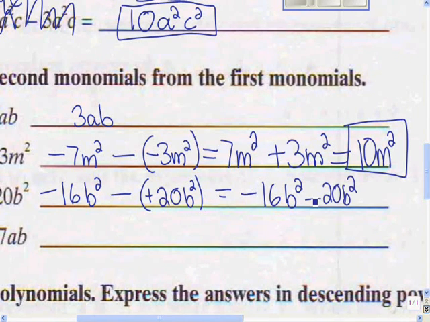Now I've got a negative and a negative, and when the signs are the same, I add, and my answer is the sign of whatever I'm adding. So the signs are negative, so my answer is going to be negative, so I'm going to write my negative. And then negative 16 and negative 20, I'm going to add those because the signs are the same. So it's going to give me negative 36b squared. That's my answer. Okay?